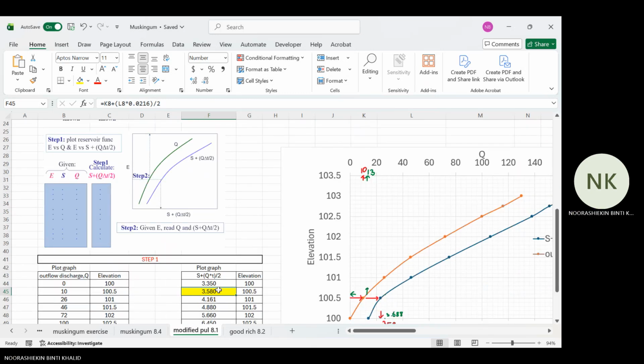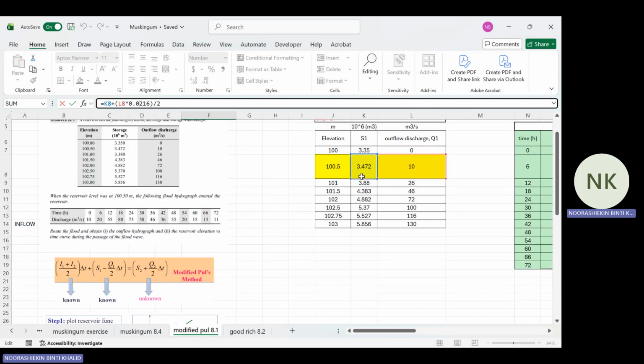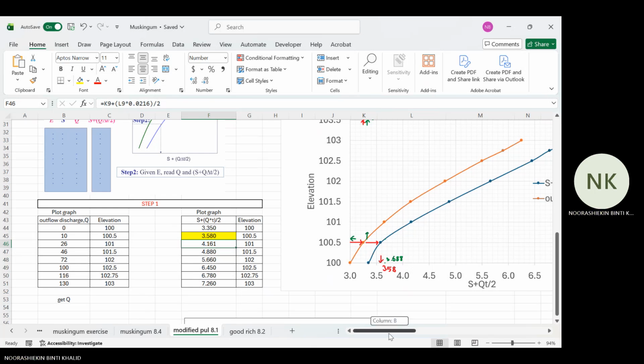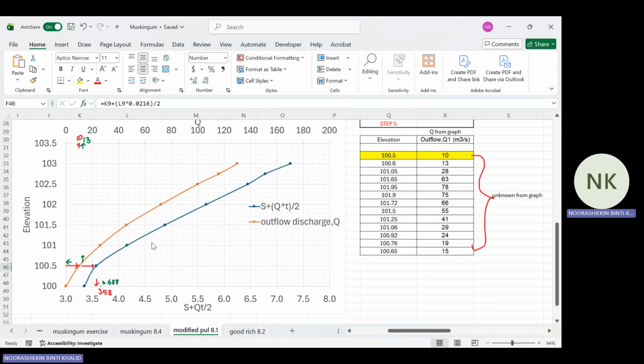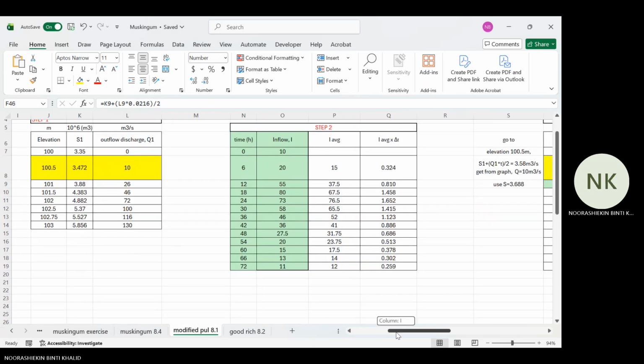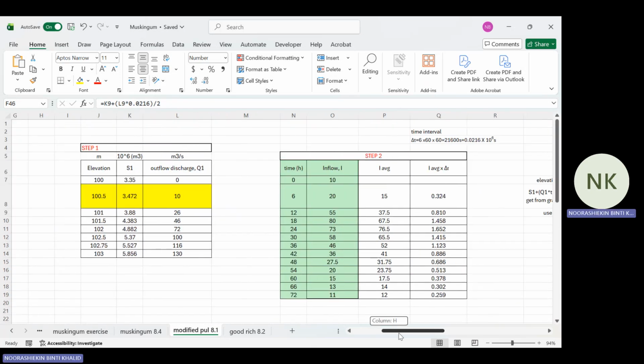So next graph. You go to this one, S1 3.472, and then Q or 10. So you got this one, S. Then you plot this graph. From this graph, you go to step number 2.